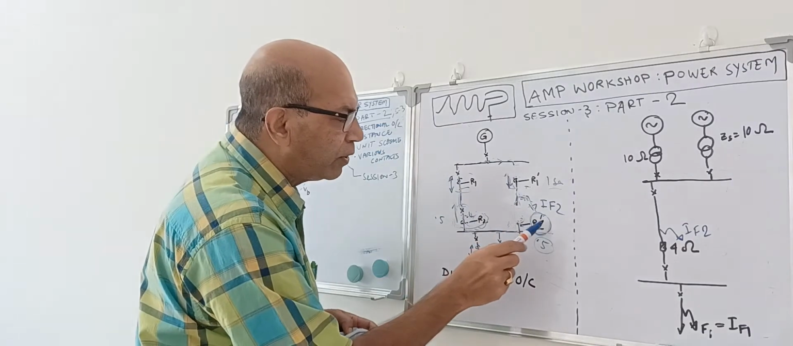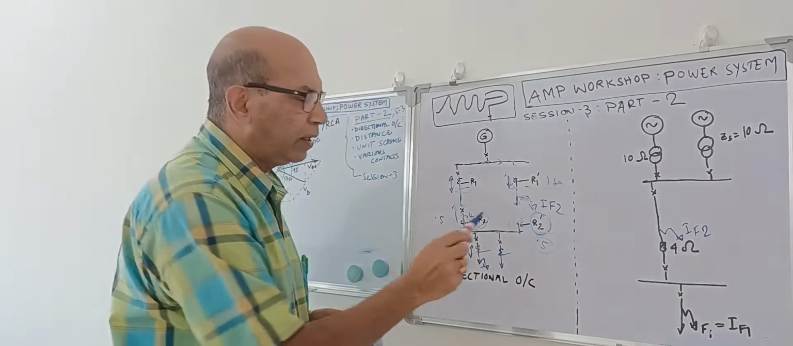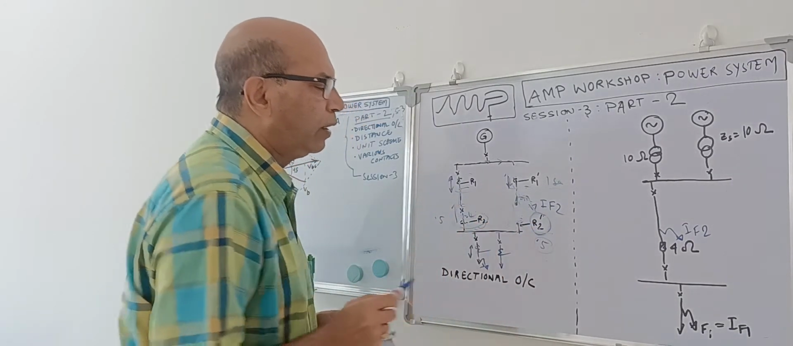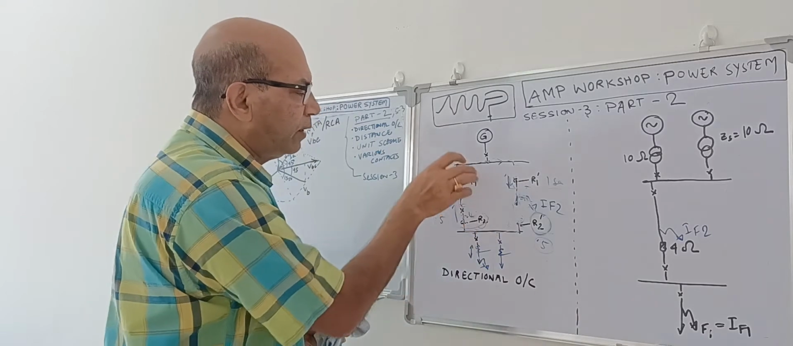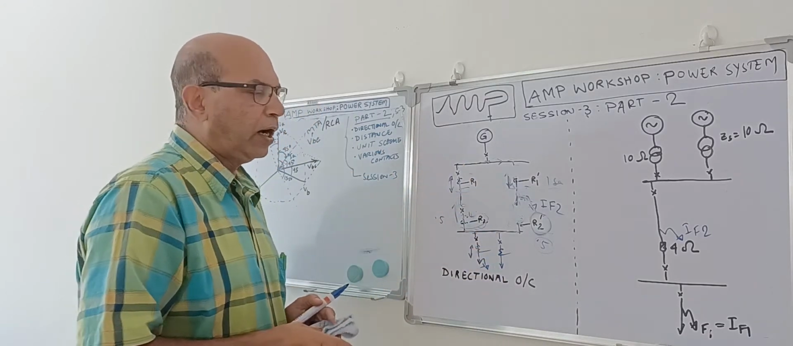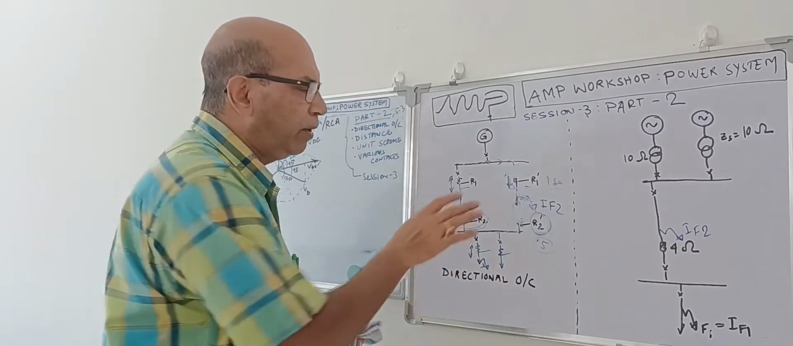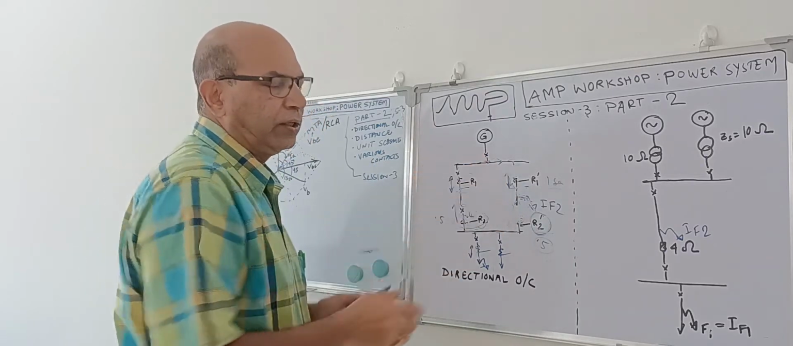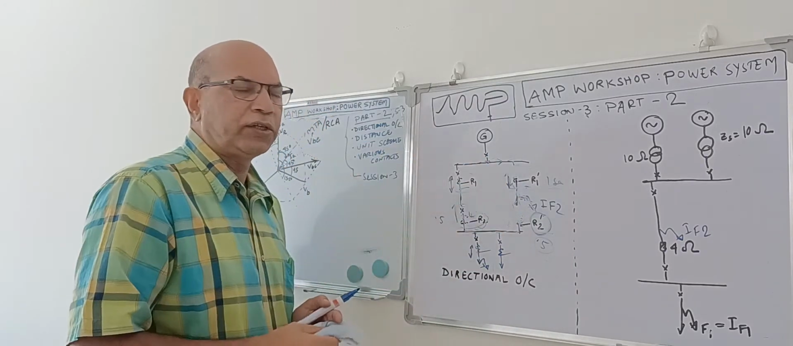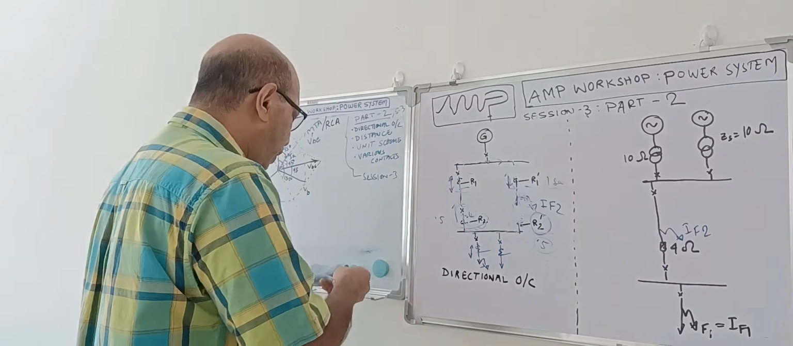So if I put this specific feature, that is it looks toward the source, then we can save this output. Otherwise we cannot save this output even though we have a standby connection. So this is one of the applications of the directional overcurrent relay.